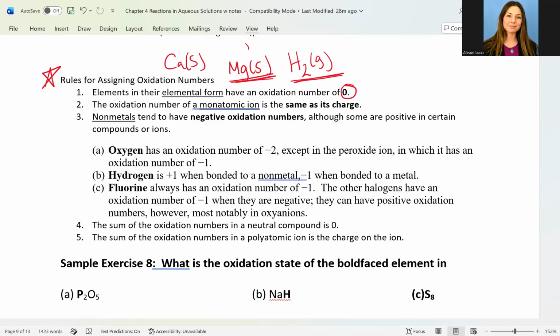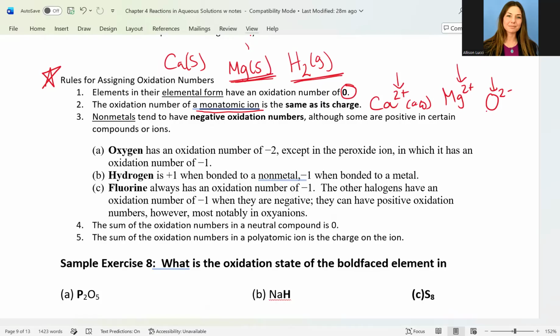In rule number 2, whenever we have a monoatomic ion, so say we have calcium, but in its ionic state, so calcium aqueous would be a 2+ oxidation number because it's the same as its charge. Magnesium, same thing, 2+ oxidation number. We could even have any ion. We could have anions too. So say we have oxide, O2-. In that case, oxygen would have a -2.